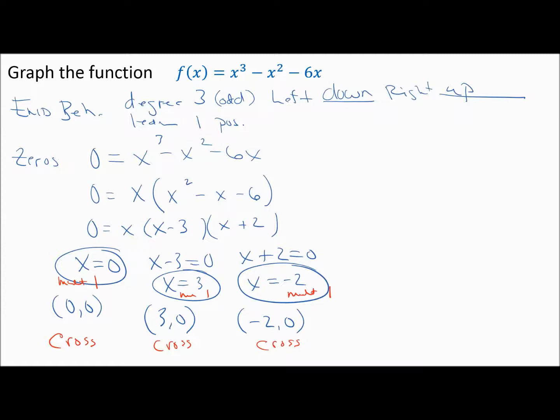Okay, now the next thing we need to find, and I'm going to continue this in a different color, is the y-intercept. So to find a y-intercept, you set x equal to 0. Rather than f of x or y equal to 0, you do the opposite and set x equal to 0. So I'm going to have y equals 0 to the third minus 0 squared minus 6 times 0, which just gives you 0. So our y-intercept is the point (0, 0).